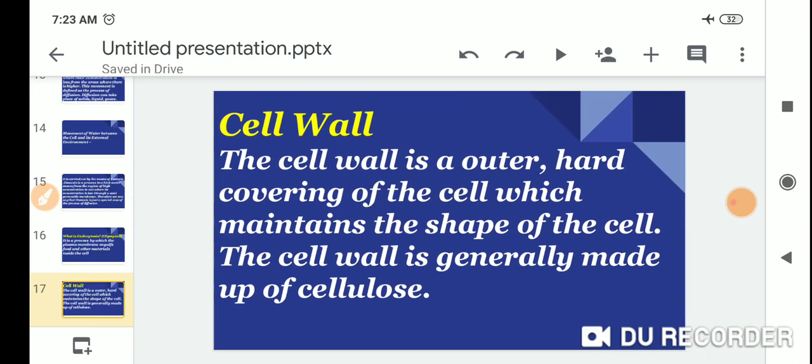Cell wall. The cell wall is the outer hard covering of the cell which maintains the shape of the cell. The cell wall is generally made up of cellulose.